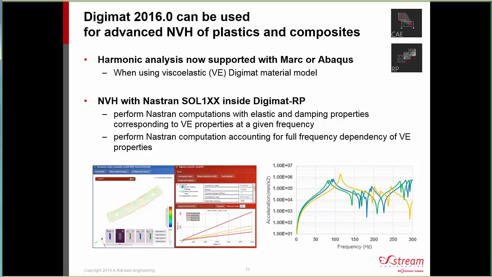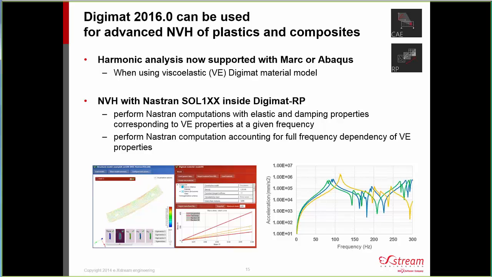By Digimat material model, I mean a material model which is able to capture locally the effect of fiber orientation on the material properties, meaning stiffness and damping. So you can use such a material with a harmonic analysis with Marc and Abaqus. And you can also use a viscoelastic Digimat material model with the Nastran SOL 1XX solutions, so the SOL 103 of course, but also the SOL 108 and the SOL 111, which are much more interesting in this case.